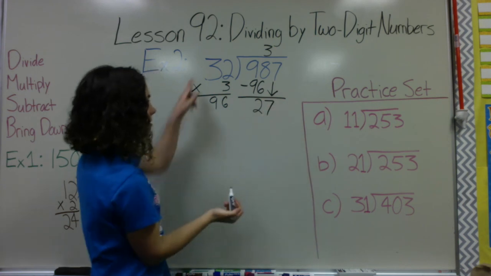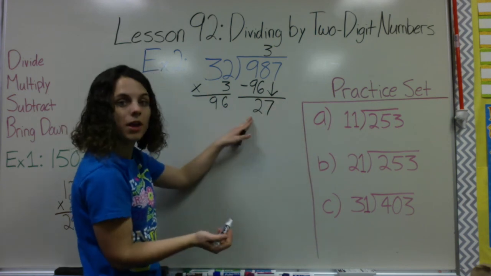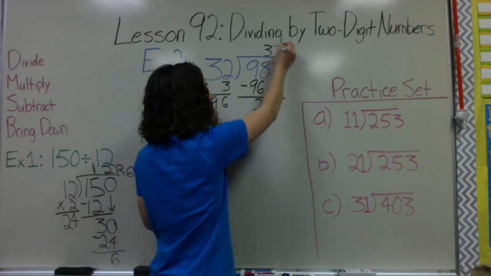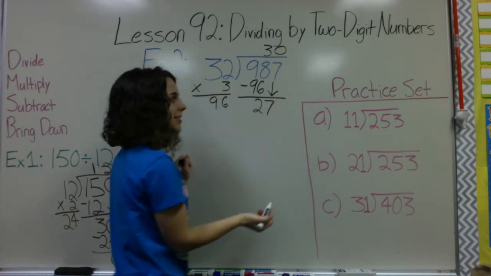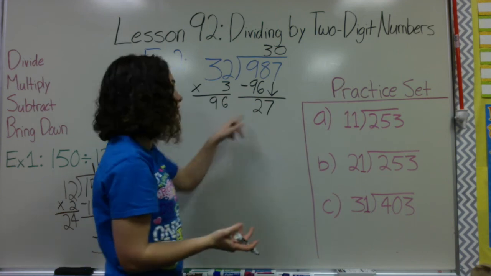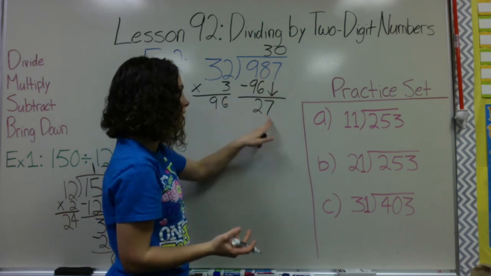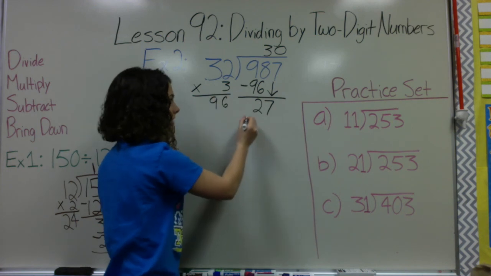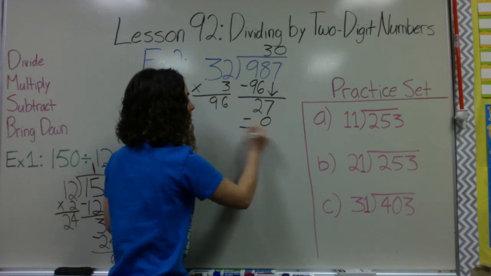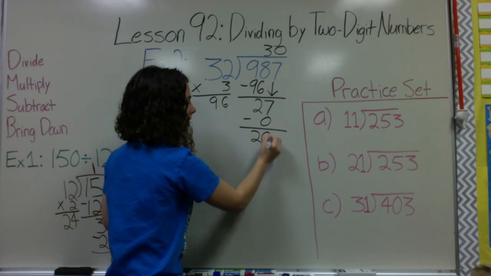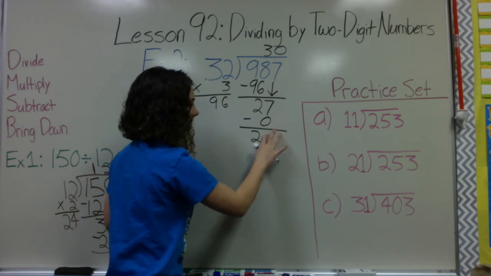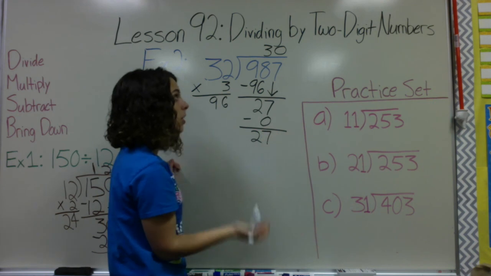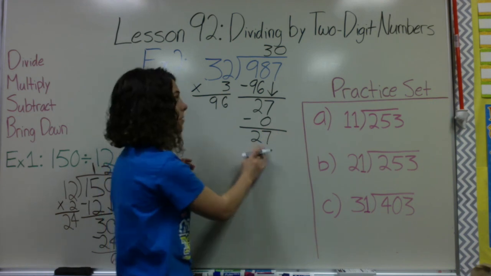Now, how many times can 32 go into 27? Well, it can't because 32 is greater than 27. So I put my 0 above the 7. If it can't go in, don't forget your 0 with the digit after you bring down. Then that's multiplying. 0 times 3 is 0, so minus 0. And after I subtract, I can't bring down anymore, so I'm done. Now this is my remainder.